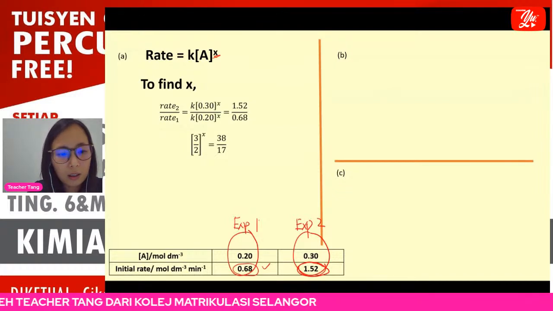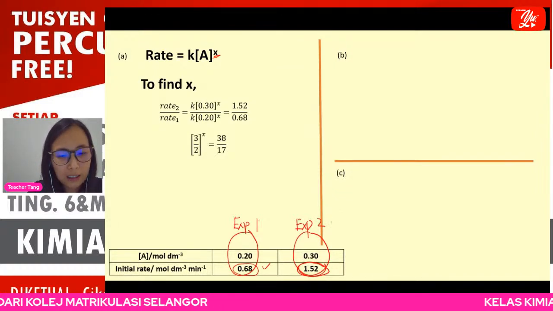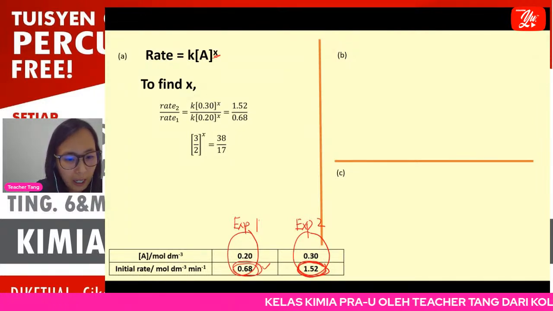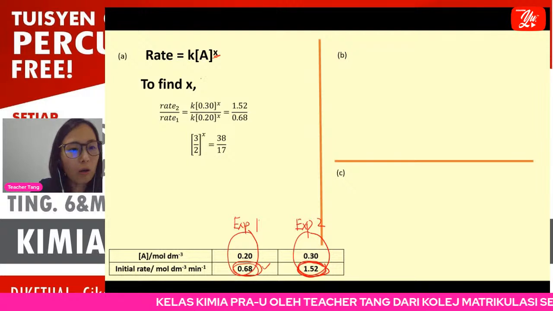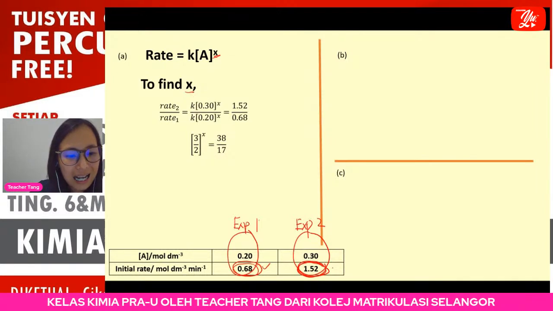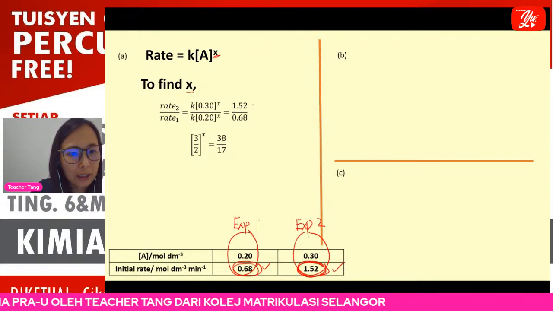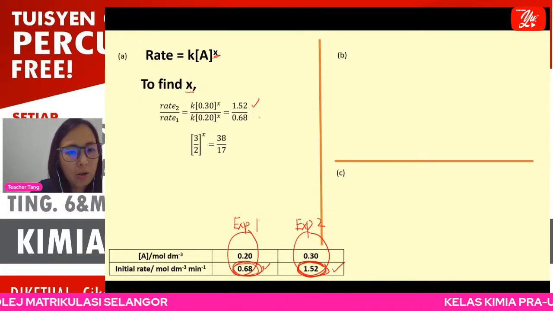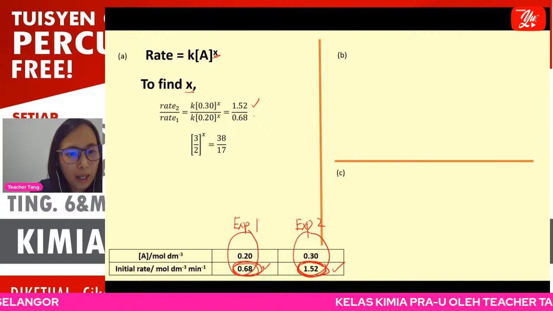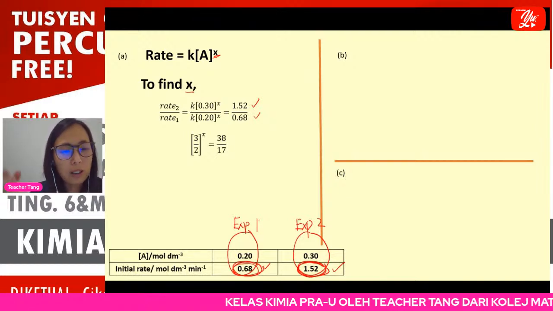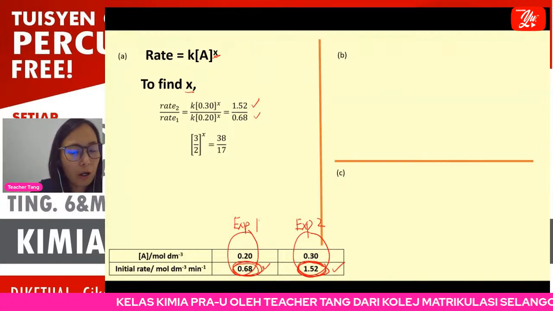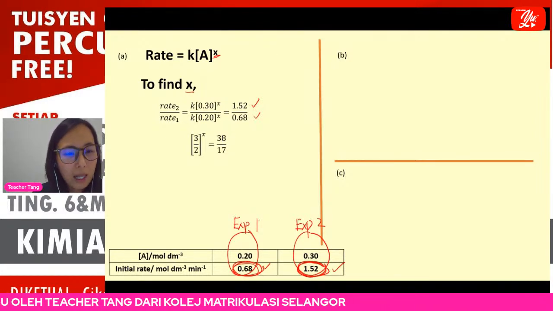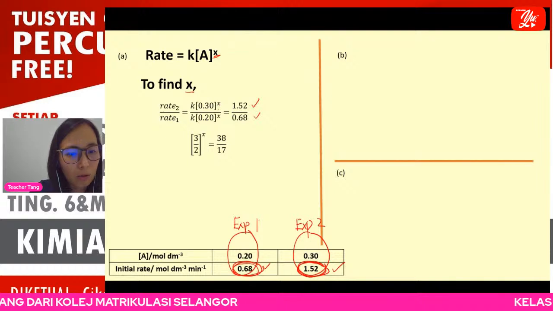So in this example, can you see that the reaction rate for experiment 2 is larger than the initial rate for experiment 1? Therefore, in order to find X, we use the larger initial rate value, for experiment 2, and divide it by the smaller initial rate value from experiment 1. And when we divide the reaction rate for experiment 2 by the reaction rate of experiment 1, we also need to divide the concentration.